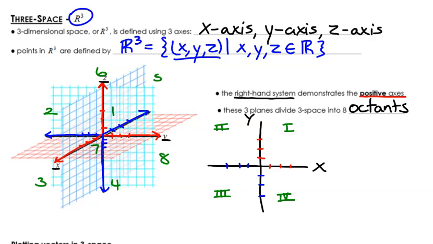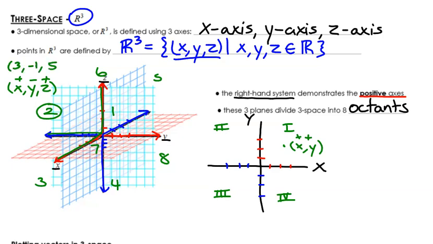So for example, if you're talking about a coordinate over here, your x and y, because it's only 2 dimensions, would both be positives. But if I'm talking about, say, octant 2, any coordinate within this section would have an x, y, and z. It would encompass the positive x, a negative y, and a positive z. So for instance, you could have 3, -1, and 5 belonging within this octant.